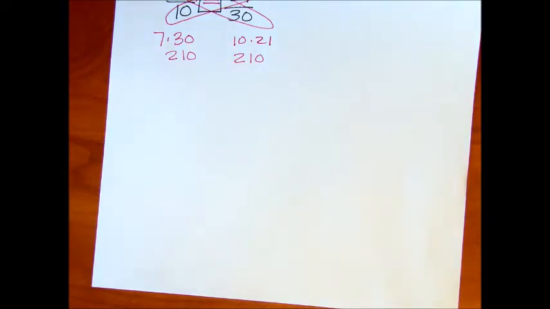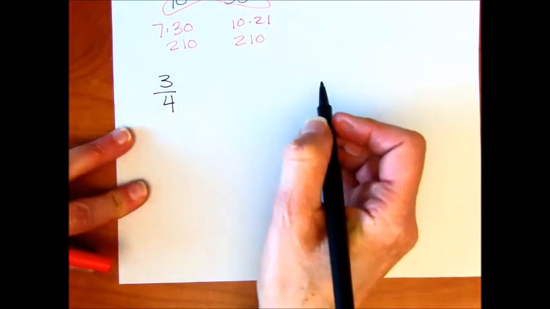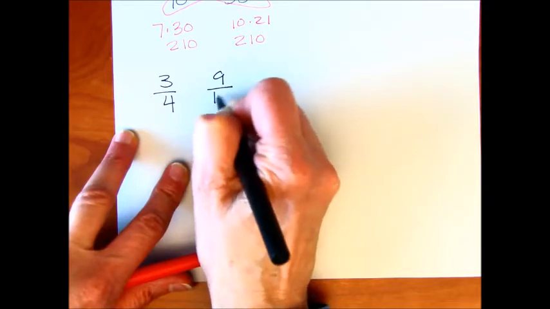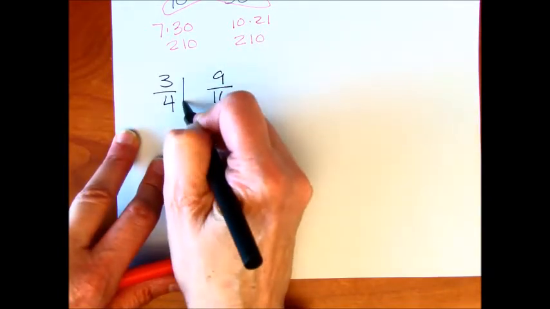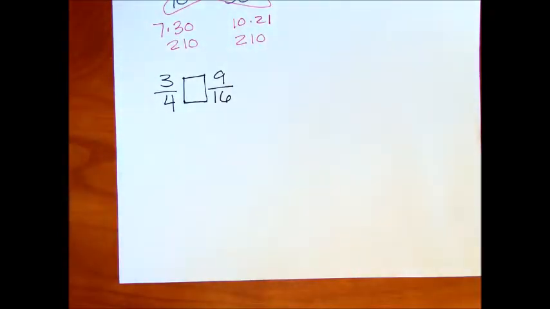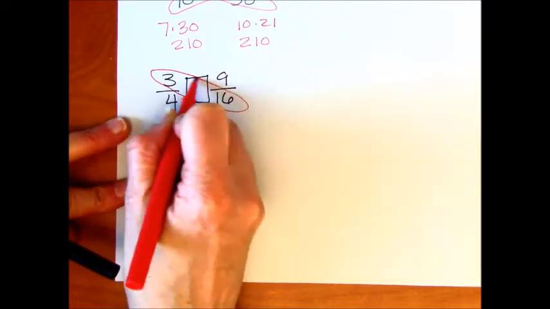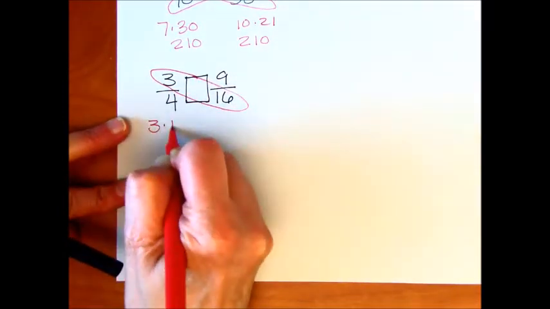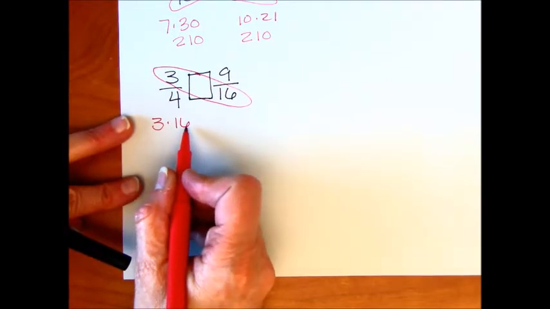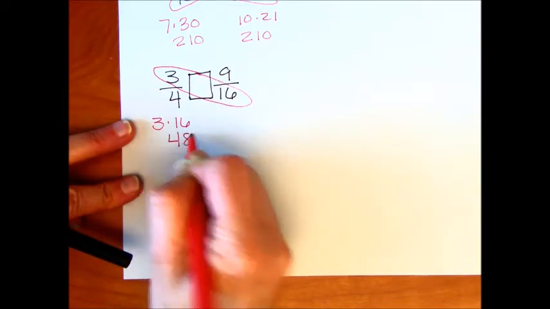Let's say we have 3/4, and we want to determine if that's equivalent to 9/16. 9/16. Okay, so again, I'm going to do some cross products or cross multiplication. So 3 times 16. Well, I know 16 times 2 is 32, so add 16 more. That's going to be 48.